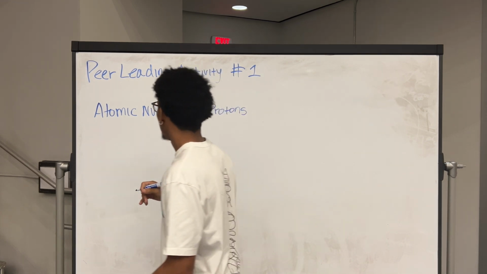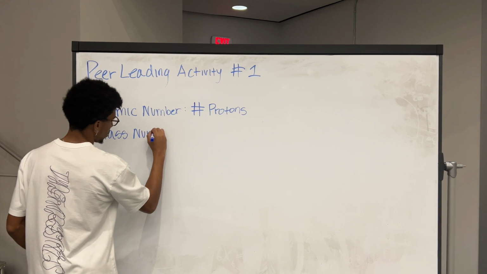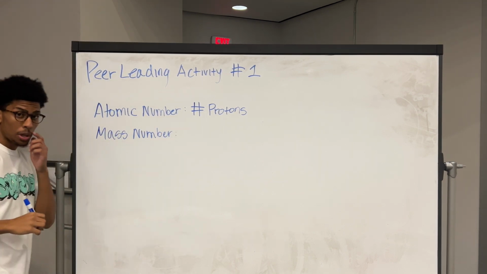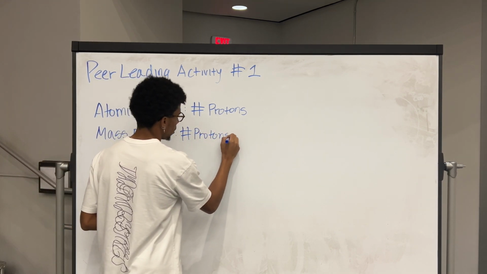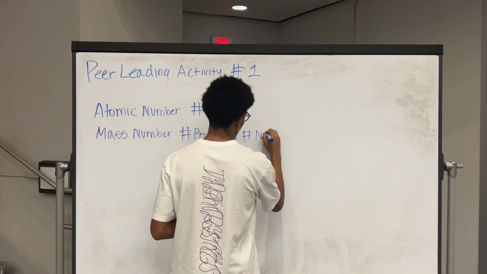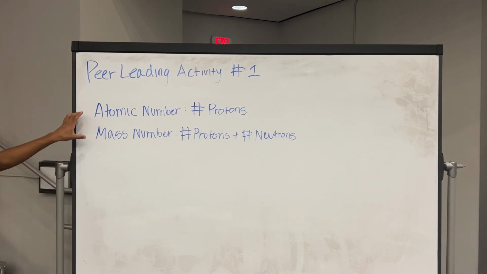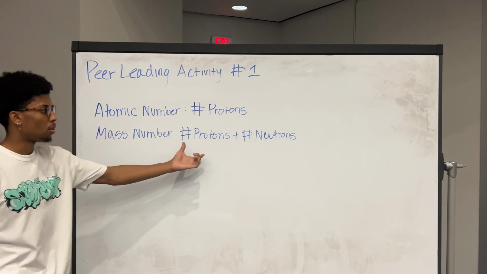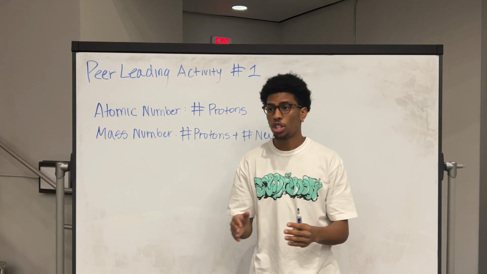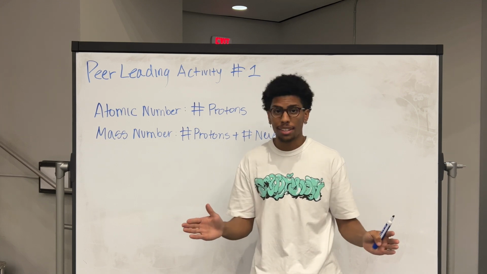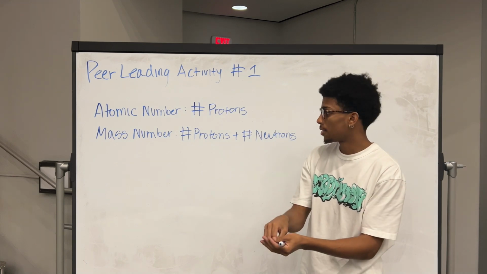Now, what is our mass number? Our mass number tells us number of protons plus number of neutrons. So do not confuse these. Atomic number, number of protons; mass number, protons and neutrons. Electrons, their mass is negligible. So you can treat electrons as not having a mass. Our protons and our neutrons, they have a mass and they're stored within the nucleus.